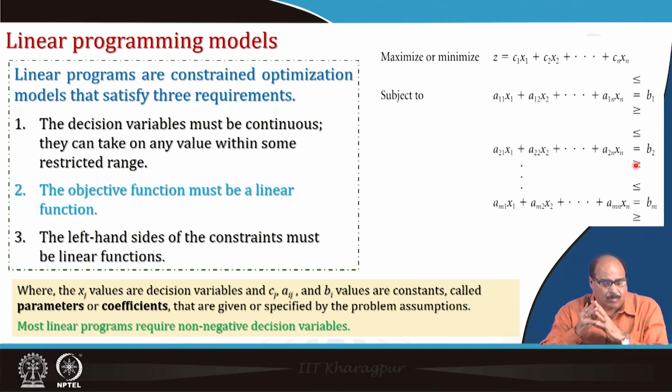Most linear programs require non-negative decision variables. So, this is one model we can use. By this you can have different components in desired quantities. For example, suppose you want to have a particular premix which should have a protein content this much, vitamin A, vitamin B and salt, sugar in particular proportion.